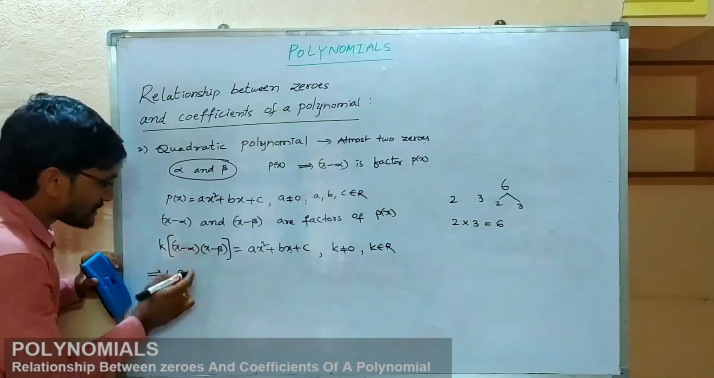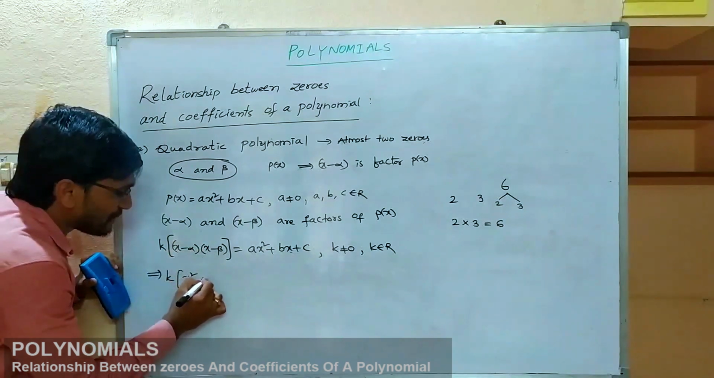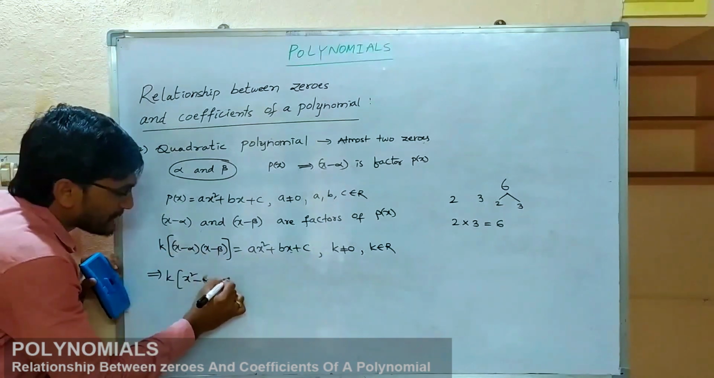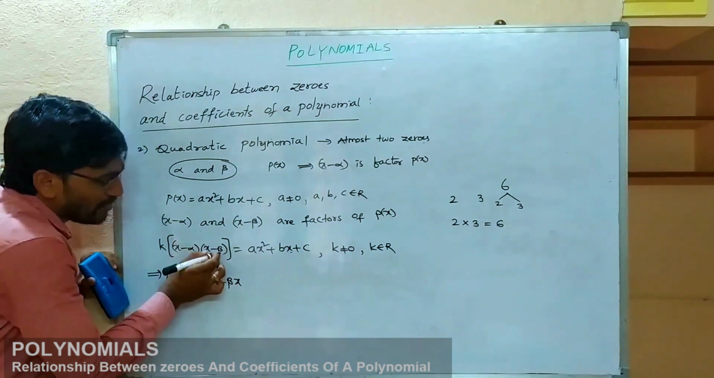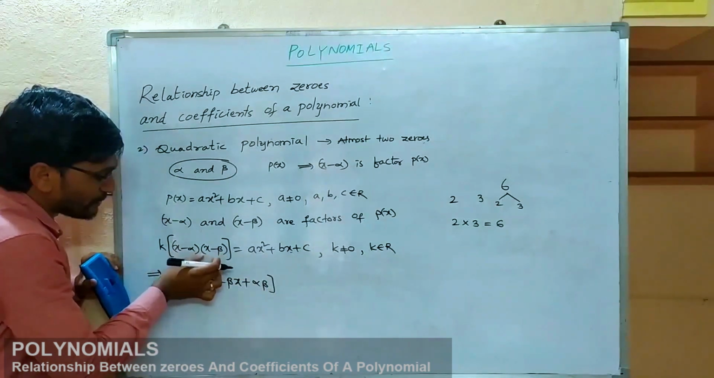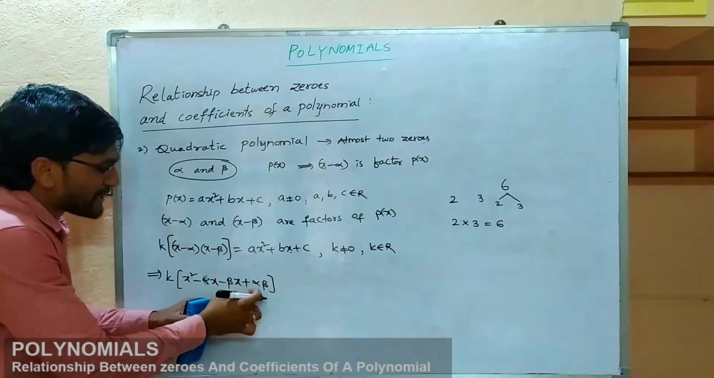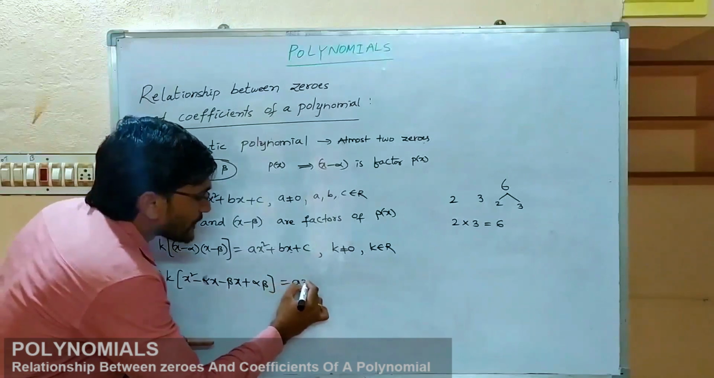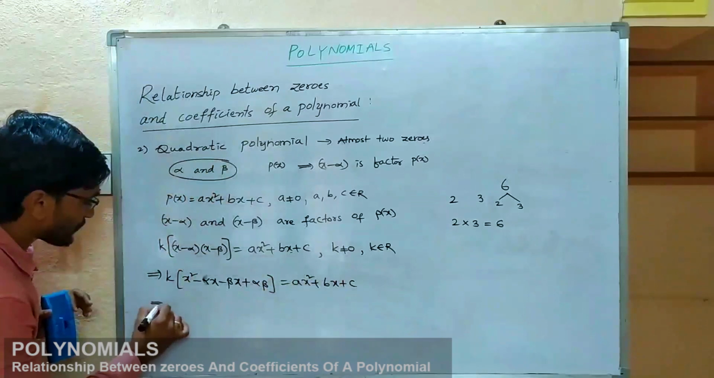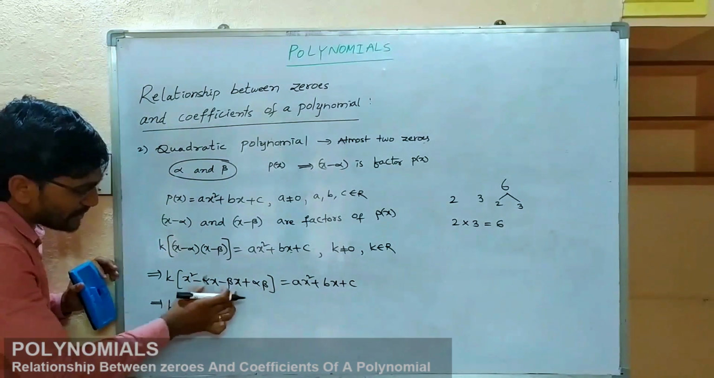Now I have to expand this equation. Multiply: x into x is x square, minus alpha into x is minus alpha x, x into minus beta is minus beta x, and minus alpha into minus beta is alpha beta. Two terms here, two terms here, 2 into 2, 4 terms: 1, 2, 3, 4 terms we can get. So k into x square minus alpha x minus beta x plus alpha beta is equal to ax square plus bx plus c.